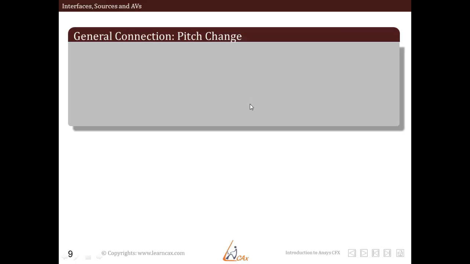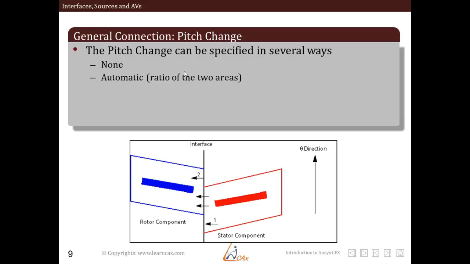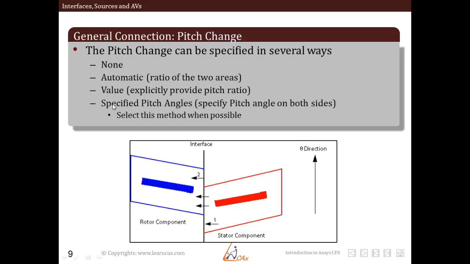So when we use general connection, there are some pitch change options that we have to input as a user, and we can specify pitch change in various ways. First is none, which is not using any type of pitch change. Second is automatic, which takes the ratio of the two areas that are present, and the third is value, which explicitly provides the pitch ratio. After that there is a specified pitch angle, which specifies the pitch angle on both sides, and it is recommended to select this method when possible.